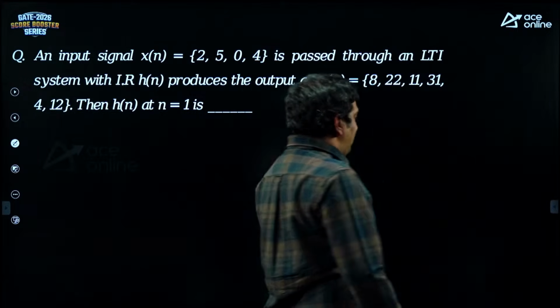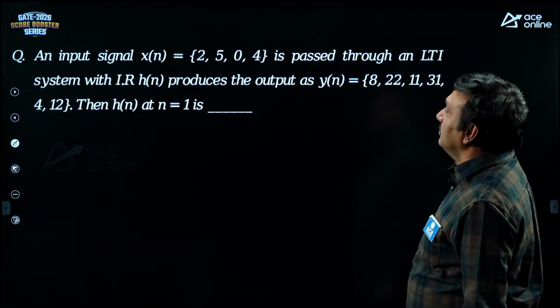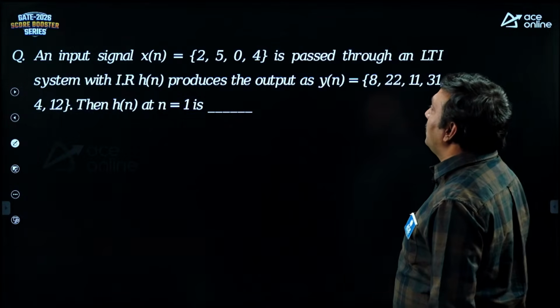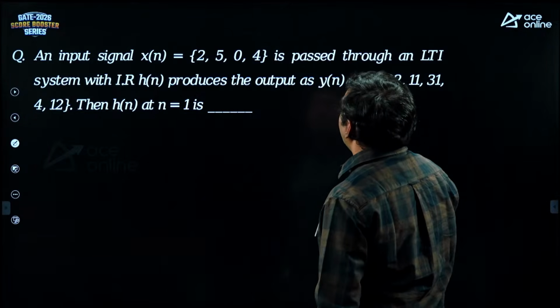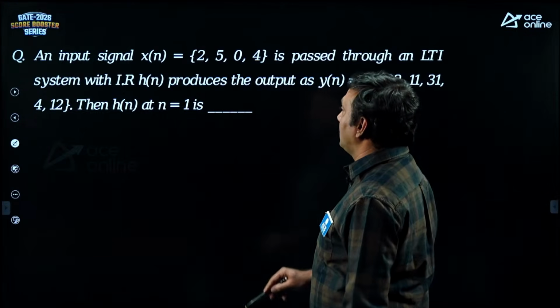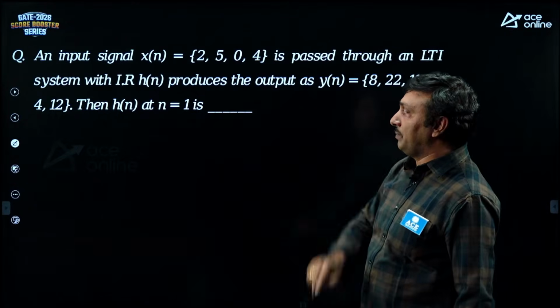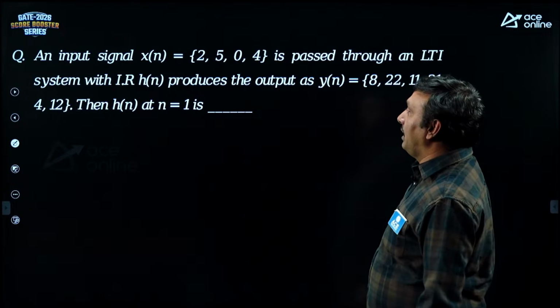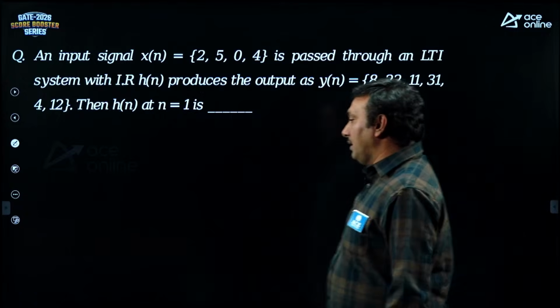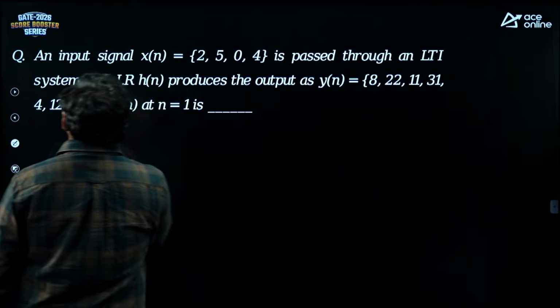This is one standard favorite model for all competitive exam aspirants. An input signal x of n is the set 2, 5, 0, 4, passed through an LTI system having impulse response h n, producing the output as a set of samples. Find h of n at n equals 1. It is like an ordinary convolution example.